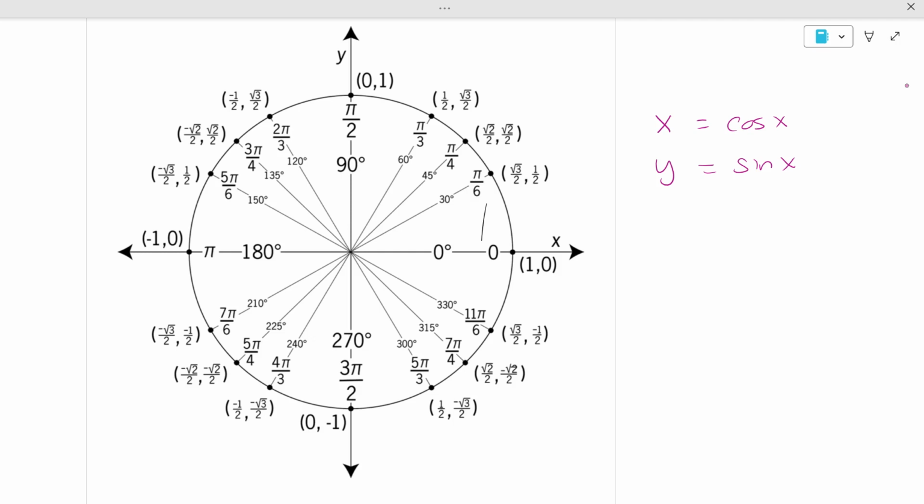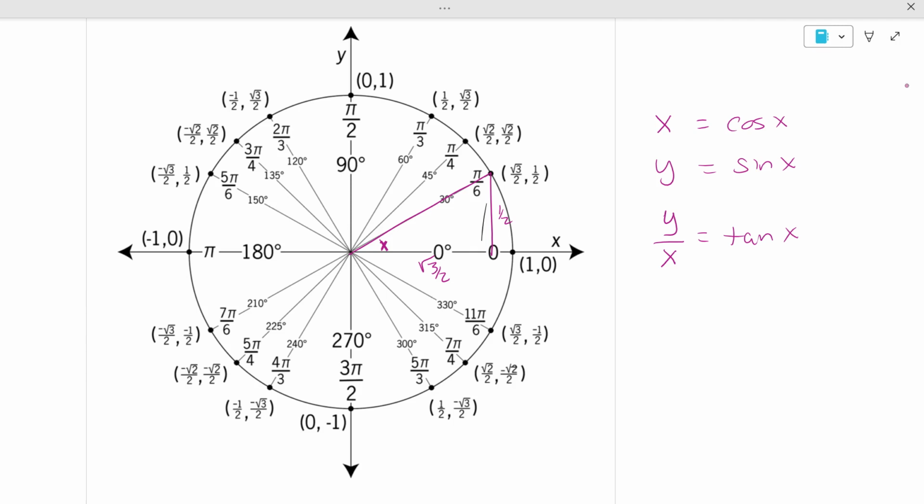So if y is sine and x is cosine, what would tangent be? Well, if we draw this triangle again, and we're talking about this angle right here, tangent is opposite over adjacent. The opposite side is 1/2 here. The adjacent side is square root of 3 over 2. So it's this over this. So tangent is y over x on the unit circle.